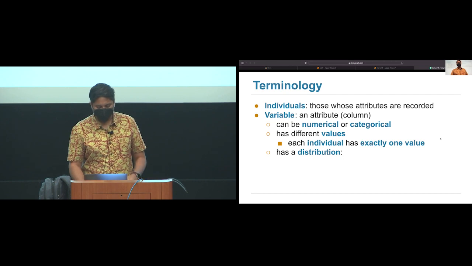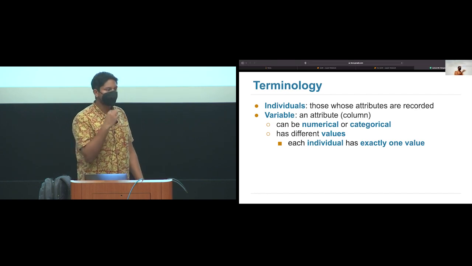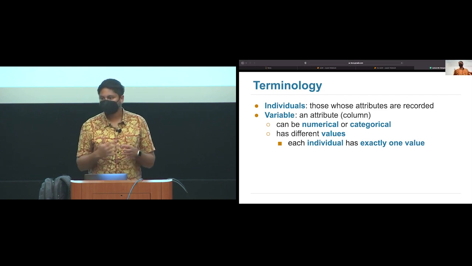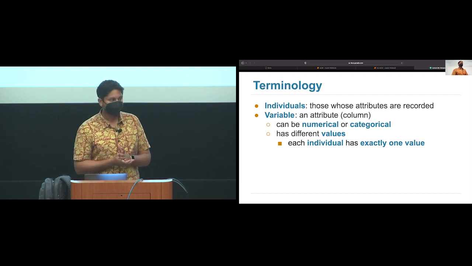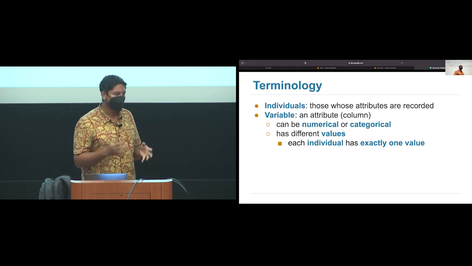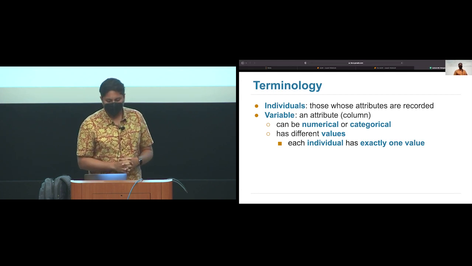And the key thing there is each individual has exactly one value for these variables, right? So if you're looking at age, each person has exactly one age, and that's going to be represented in the table. Or for the movies, for example, I guess it's not technically true, but you can make an assumption that each movie is made by one studio, right?